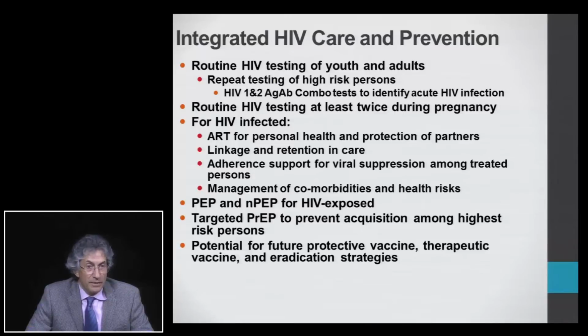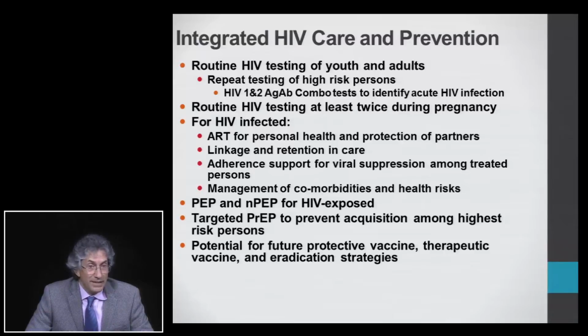For HIV-infected patients, we mean to provide effective antiretroviral therapy for their own health and for the protection of partners. This can involve linkage and retention in care and adherence support for viral suppression among those treated persons, and of course involves management of comorbidities and health risks. And we will talk more about the comorbidities, primary care in the accompanying slide set.